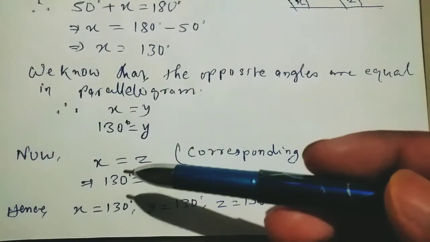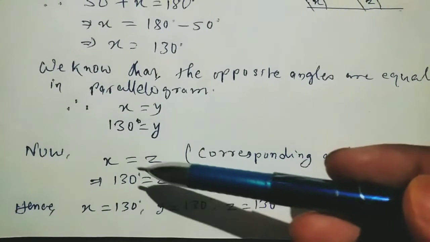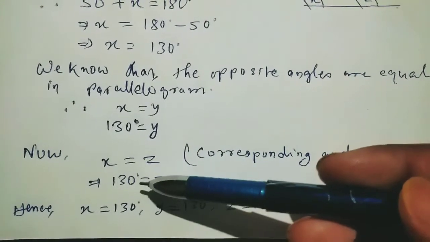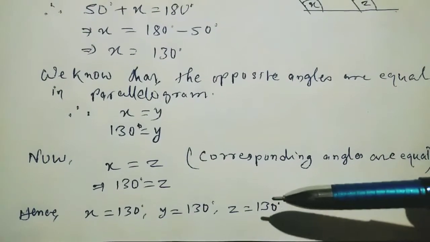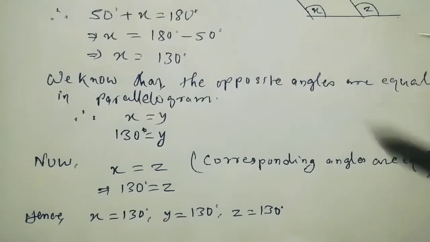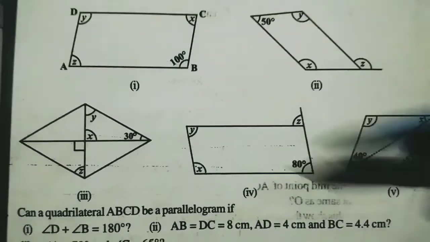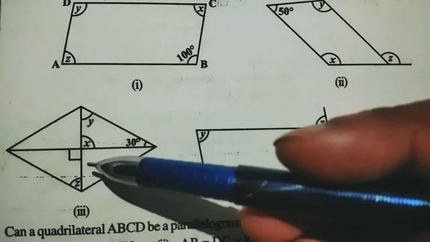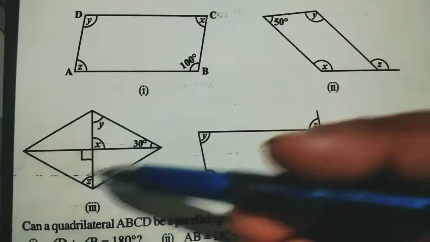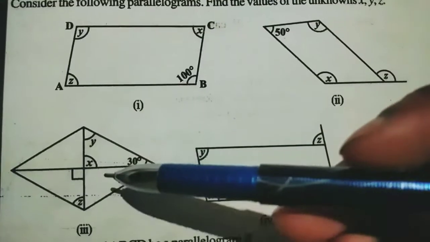Students, see, now x equal to z, because corresponding angles are equal. So x is 130, so z is equal to 130. So x value 130, y value 130, and z value also 130. All angles are 130 degree. Now understood? Now students, in question number 2, 3, this figure. Here it is a parallelogram. Okay, no doubt, because in the question only it is given all are parallelograms.